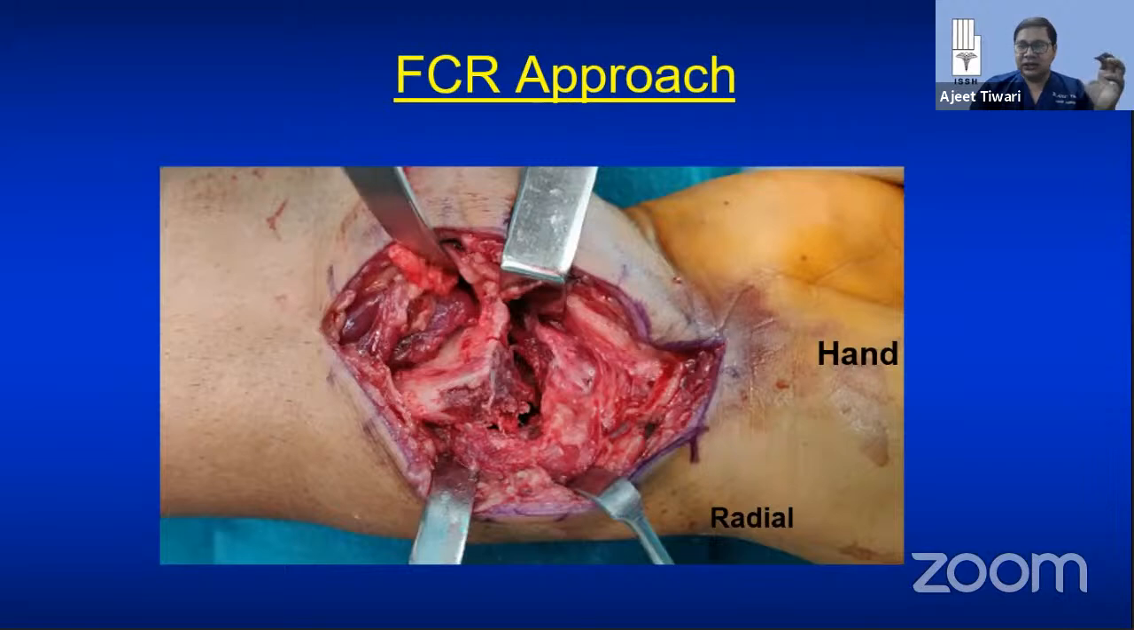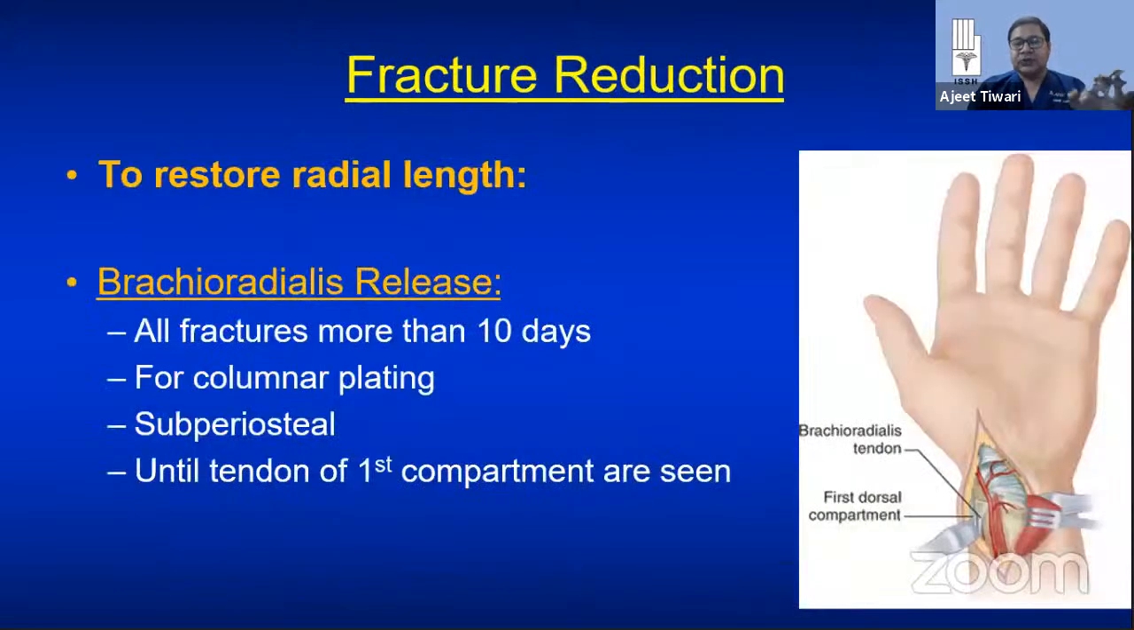Clean the fracture site, stabilize, reduce it, and fix with K-wires, temporary fixation with the K-wires. So how to reduce the fractures? Another important thing is that there is insertion of the brachioradialis over the radial styloid.